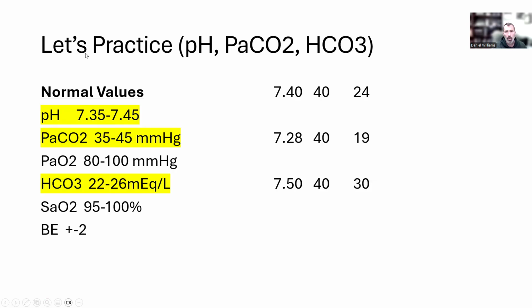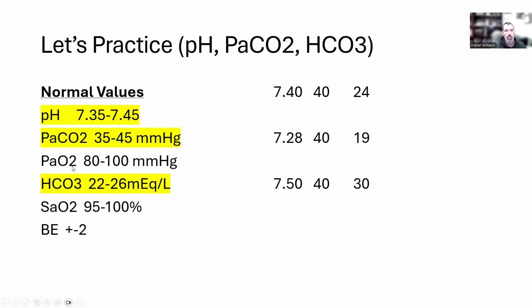So here, we're going to do some additional practice, and just for the sake of repetition, because it's important to know the normal values. pH is 7.35 to 7.45. Above 7.45 is an alkalosis. Below 7.35 is an acidosis. PaCO2 35 to 45 millimeters of mercury. Above 45 is hypercarbia or hypercapnia. That would mean the patient's hypoventilating. If the PaCO2 is less than 35, that's hypocarbia or hypocapnia. That means the patient is hyperventilating. Again, terms we need to make sure we know.